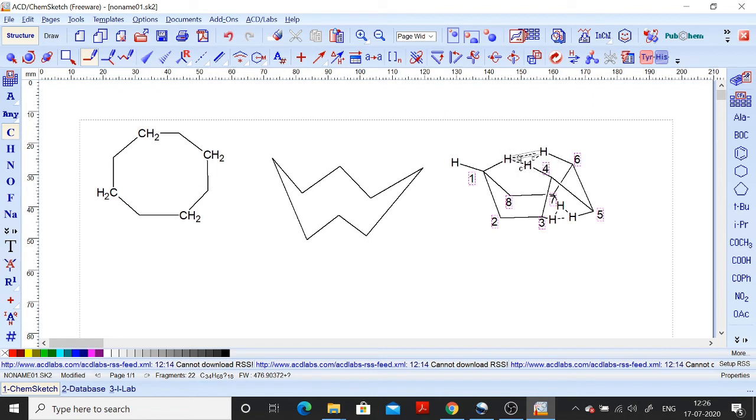This kind of strain can be decreased by changing the hybridization of the carbon. We can change it from sp3 to sp2 hybridization. So we can replace it by a carbonyl group, let's say. If you replace it by a carbonyl group, this hydrogen won't be there to be involved in the transannular interaction. So obviously the strain will be reduced in the molecule. You can also replace these carbon atoms by heteroatoms like oxygen, sulfur, or nitrogen. That will also reduce this transannular strain.